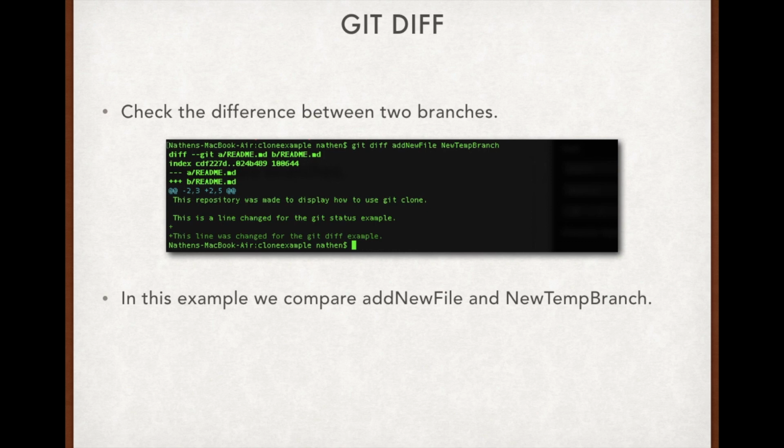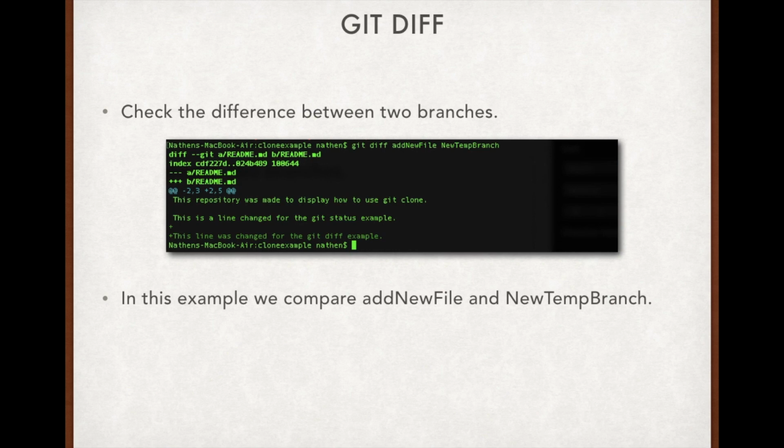If you want to check out the differences between where you're currently at or two different branches, you can use git diff. What this is going to show you is any changes that have been saved to one branch over another. For this example, we used the add new file and the new temp branch, and in one, the README only has 2 lines in it, and in the other, the README has 3 lines in it.